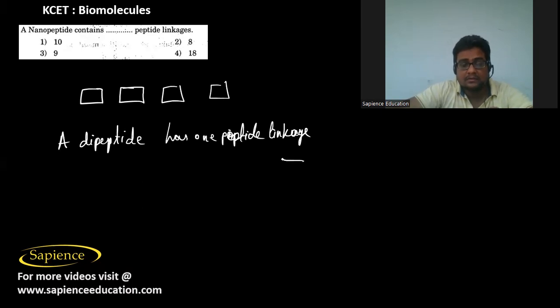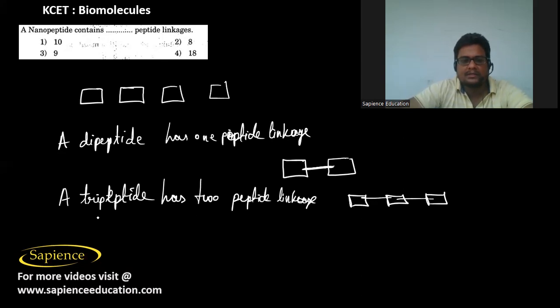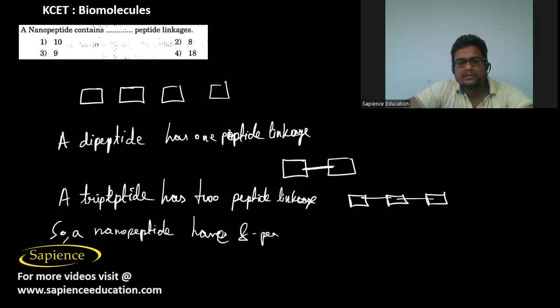Since if we have two peptides, then it should have one peptide linkage only, and a tripeptide will have two peptide linkages. A tripeptide has two peptide linkages. Since if we have three peptides, then it will have two peptide linkages. And so a nanopeptide, it means that it has got 9 peptides. It should have 8 peptide linkages. 8 peptide linkages.